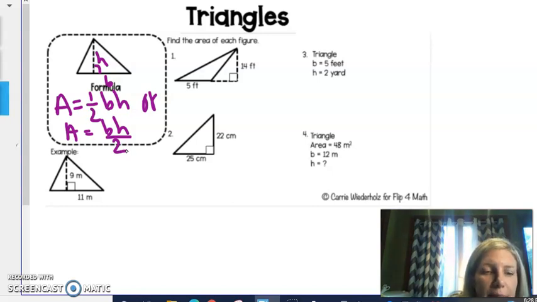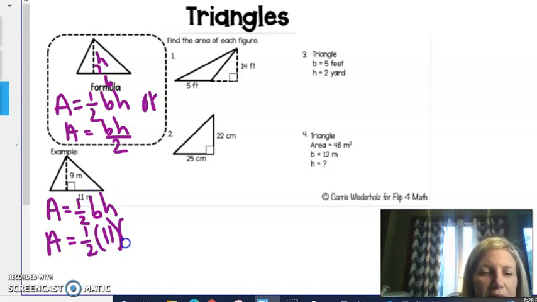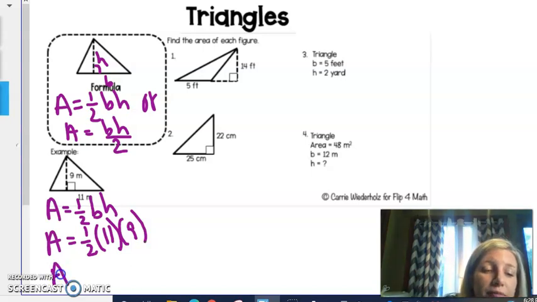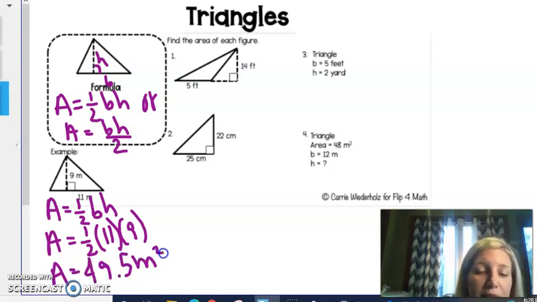All right, so here's our example. We write the formula. Area equals half BH. Area equals half, the base is 11 times 9. Okay, so I just have to multiply those. I have to do a half times 9 times 11. Well, I know 9 times 11 is 99. I just need to take half of 99. If I think in my head, I know half of 100 is 50, so half of 99 has got to be 49.5. 49.5 meters squared.